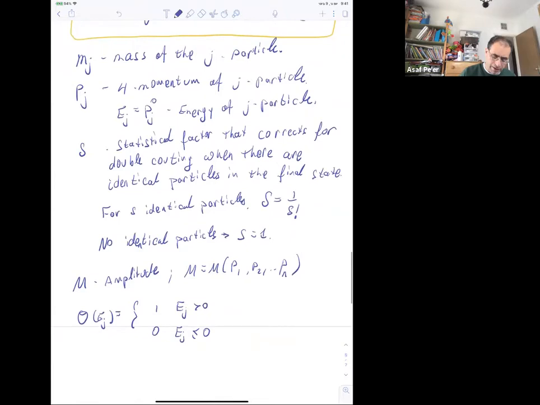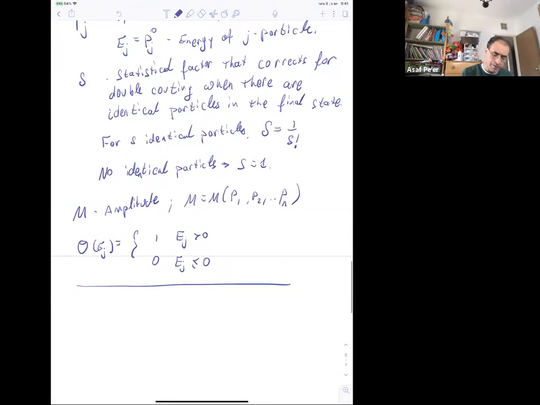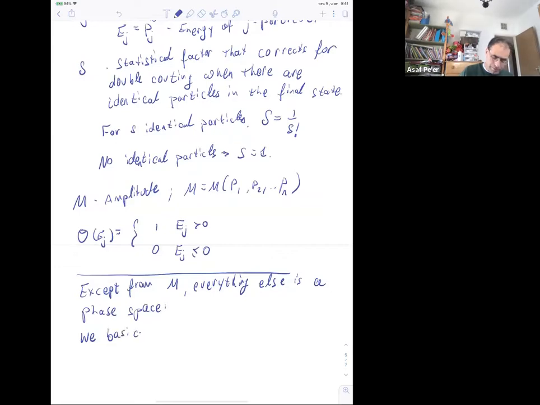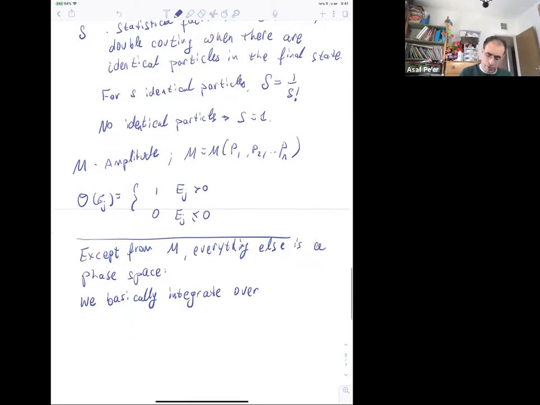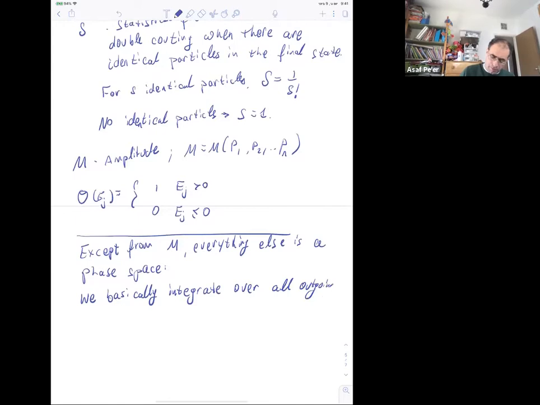So really, the golden rule is about phase space. Except from M, everything else is a phase space. We basically integrate over all outgoing four momenta, subject to three kinematic constraints.